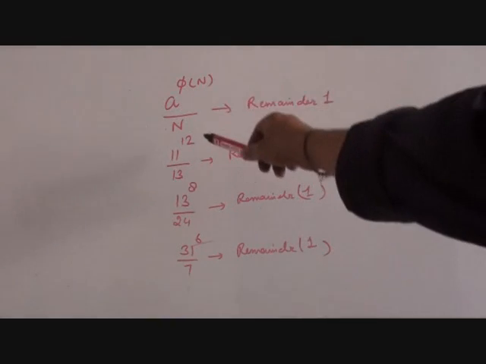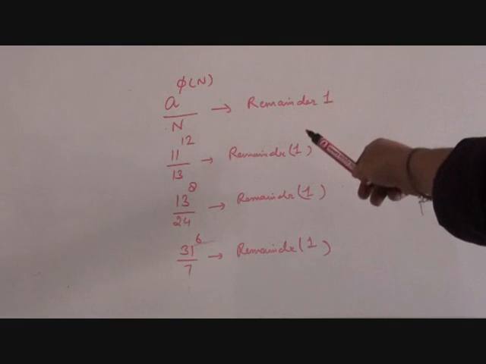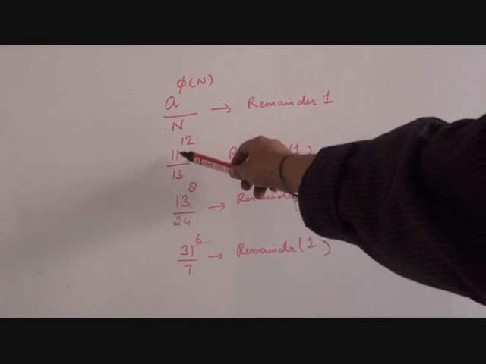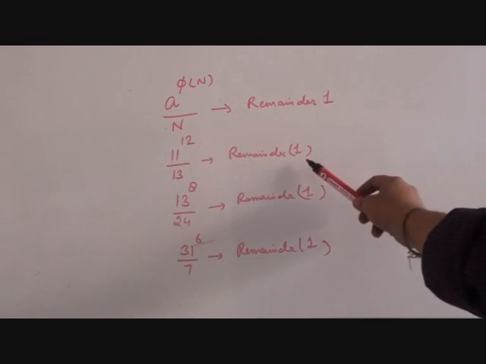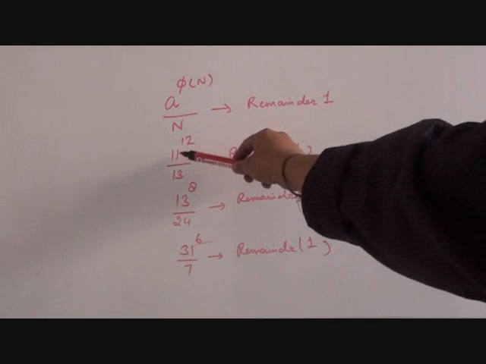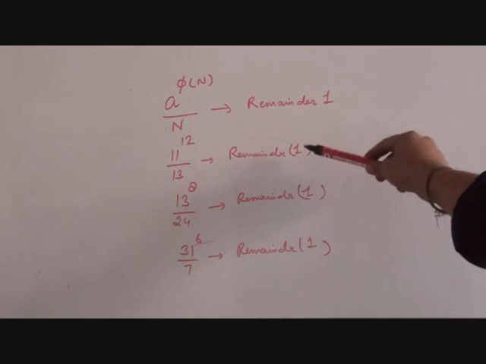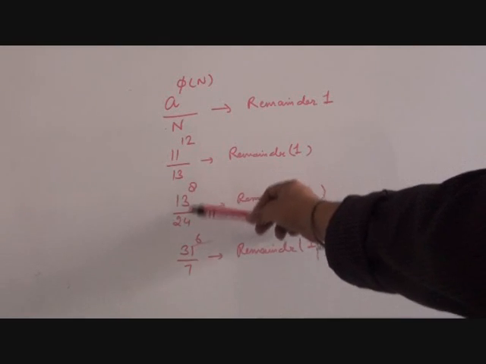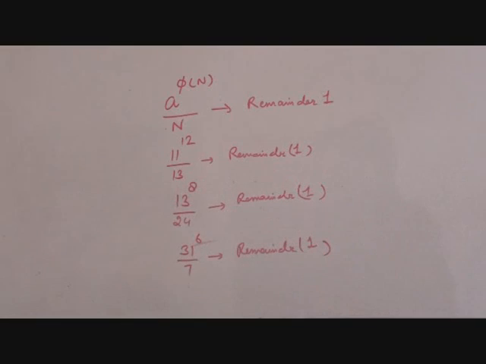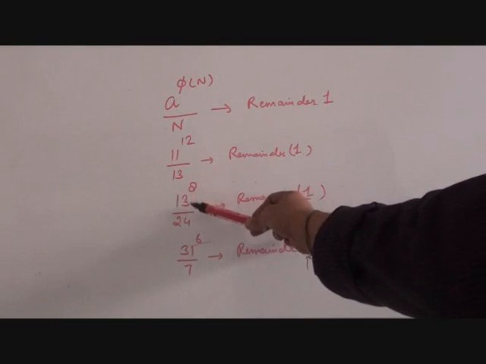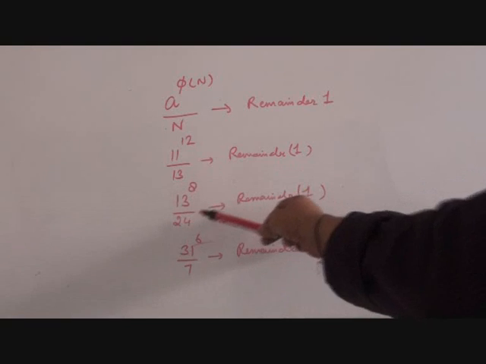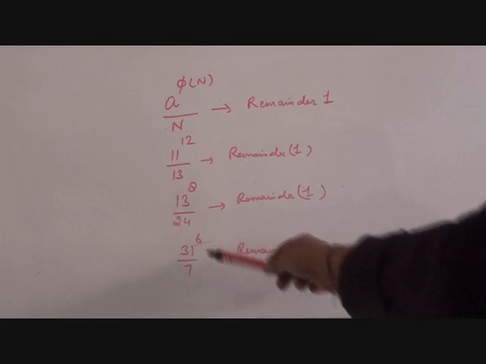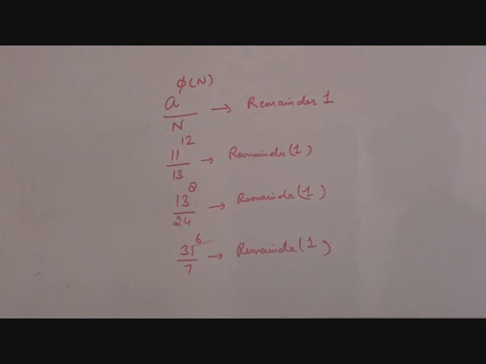So a raised to phi of n when divided by n gives you remainder 1 if a and n are coprime to each other. So for example, phi of 13 is 12, so 11 raised to 12 will give me remainder 1 with 13. Similarly, 10 raised to 12 or 5 raised to 12 will give me remainder 1 with 13. Since phi of 24 is 8, 13 raised to 8 will give me remainder 1 with 24, or 7 raised to 8 or something like 17 raised to 8 will give me remainder 1 with 24. Similarly, phi of 7 is 6, so 31 raised to 6 will give me remainder 1 with 7.